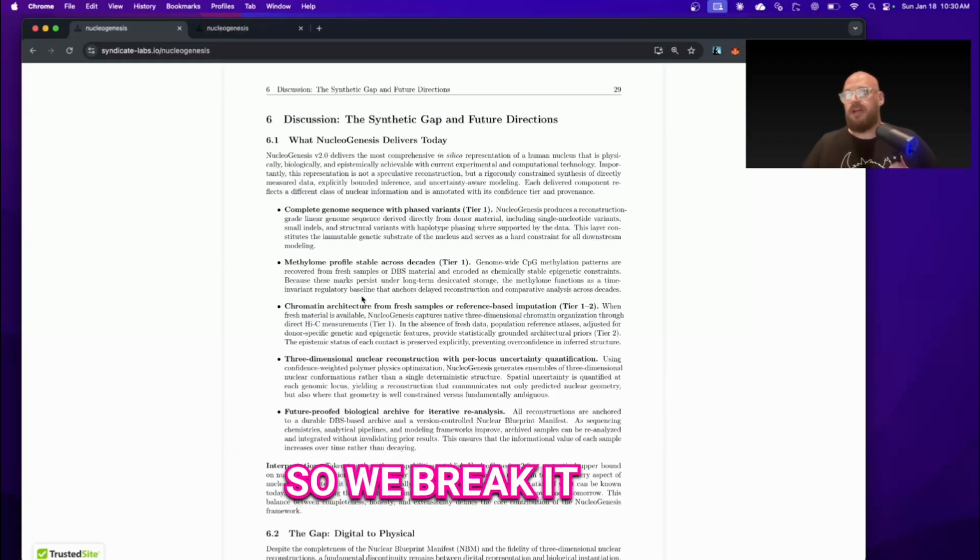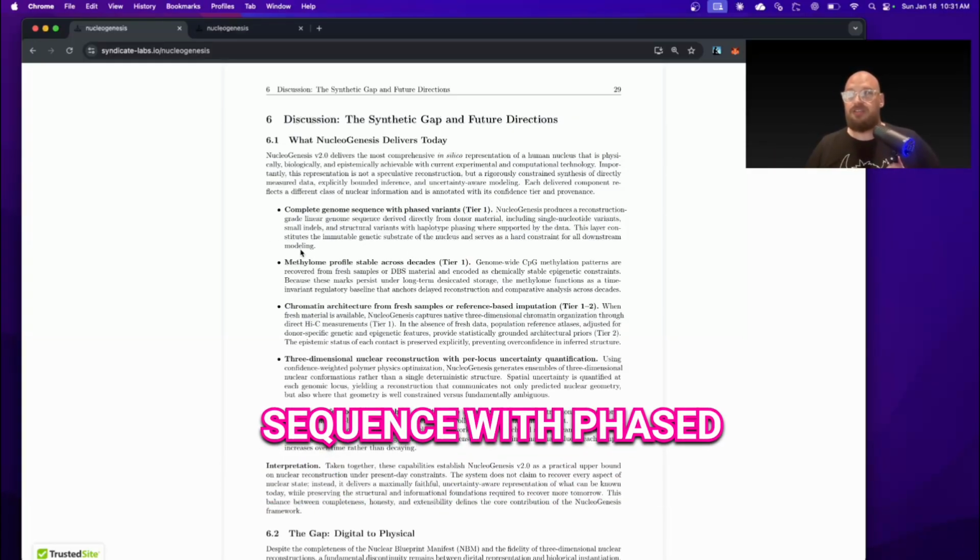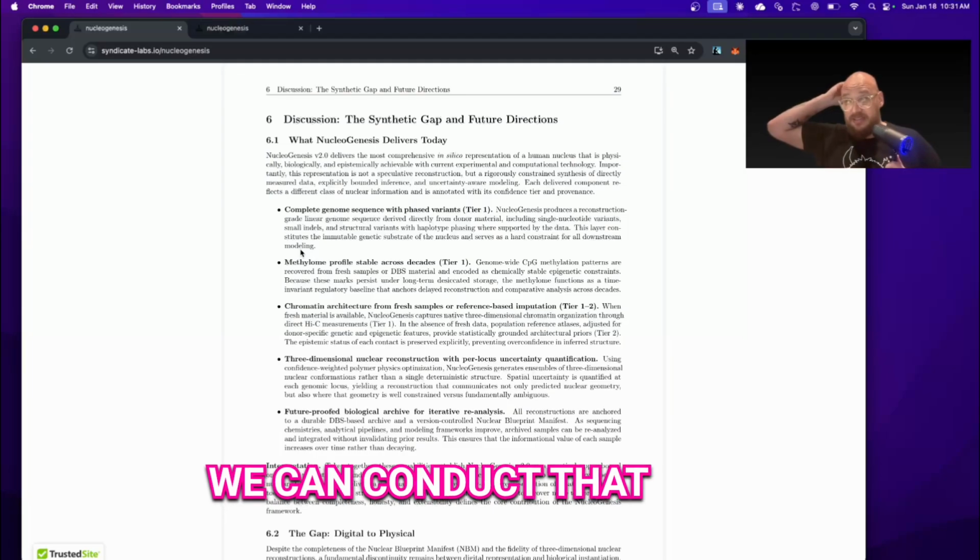Okay, so we break it down. What does it deliver today? Like what can we actually do? We can actually do these tiers. So the first one is a complete genome sequence with phased variants. That's what we can conduct today.